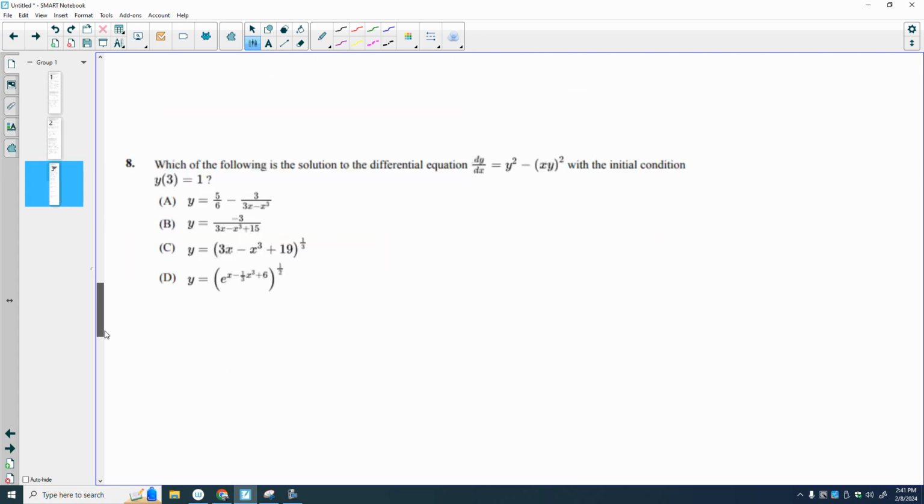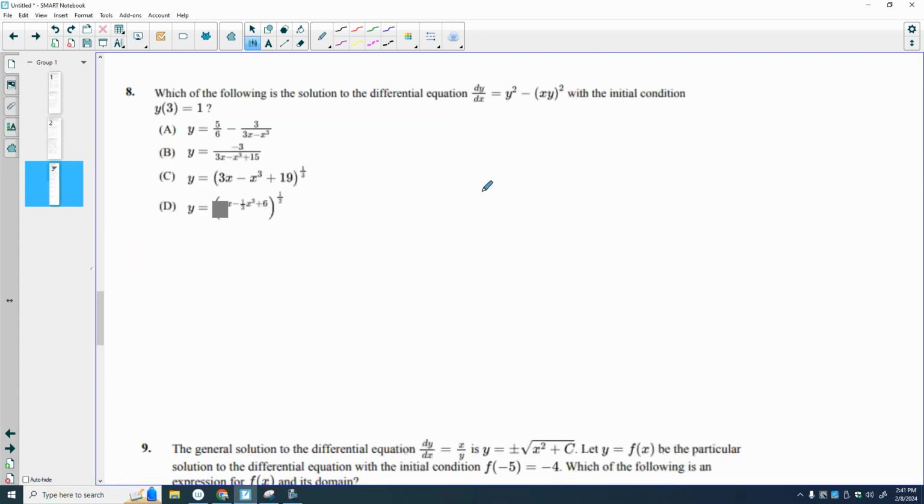Next one. Which following is a solution? Switch places. dy. We have a problem here. We have 2 x's or 2 y's. Remember how we solved that? We're going to factor out a y squared. Think of this as x squared, y squared. We're going to factor out a y squared, and I get 1, and I get x squared. Now I'm going to switch places.